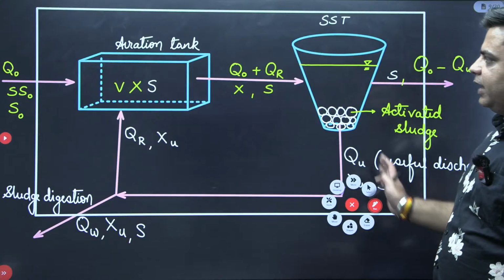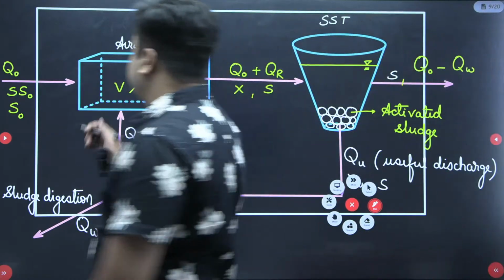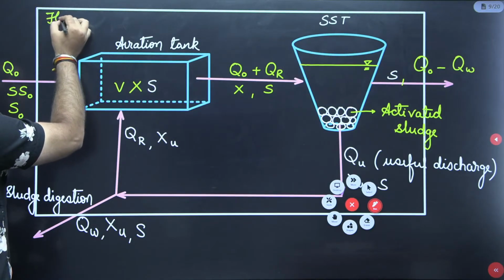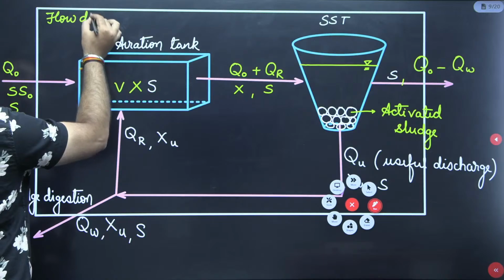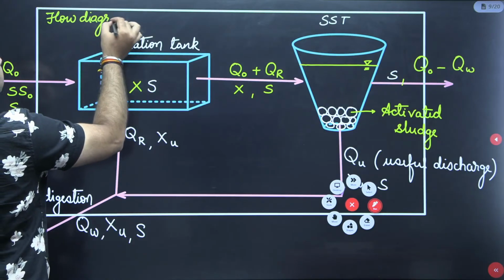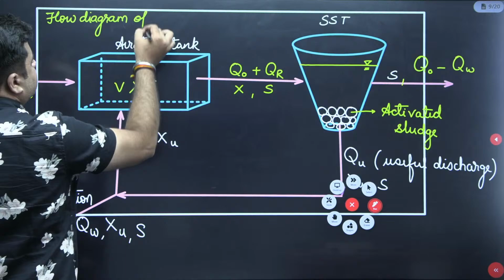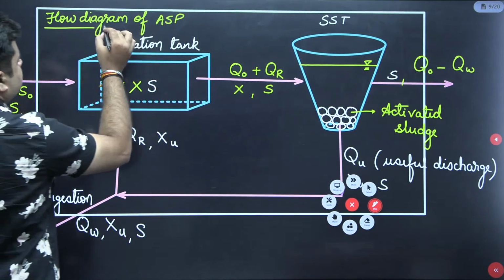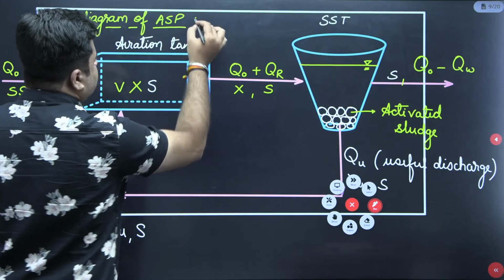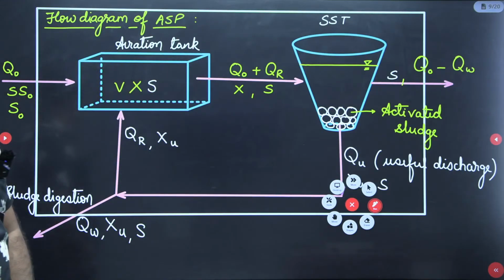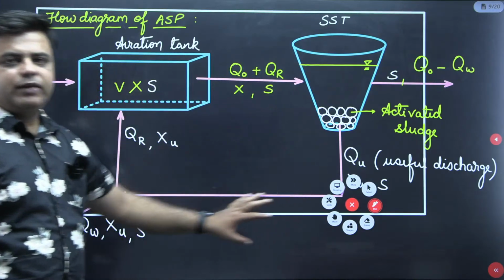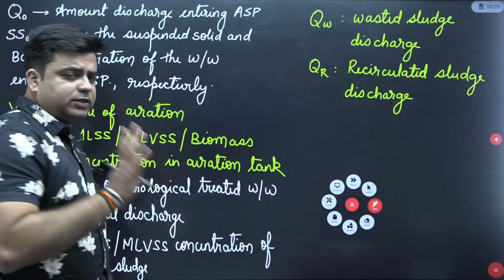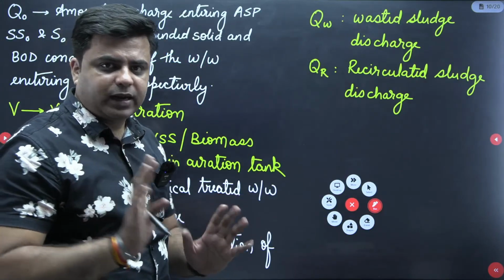So this is the entire flow diagram of the activated sludge process. Now, based on this flow diagram, we have defined certain parameters for this activated sludge process. We will only see some of the basic parameters.